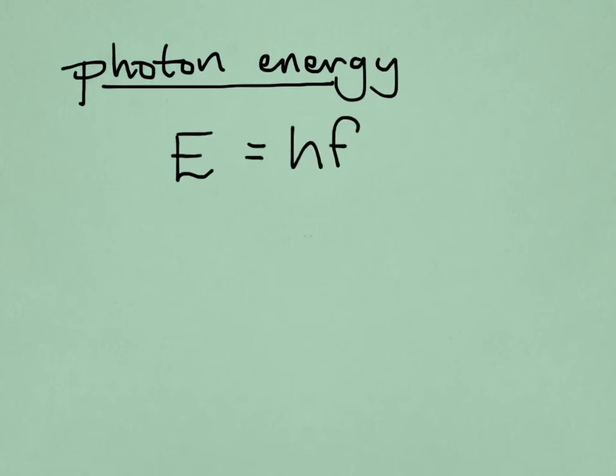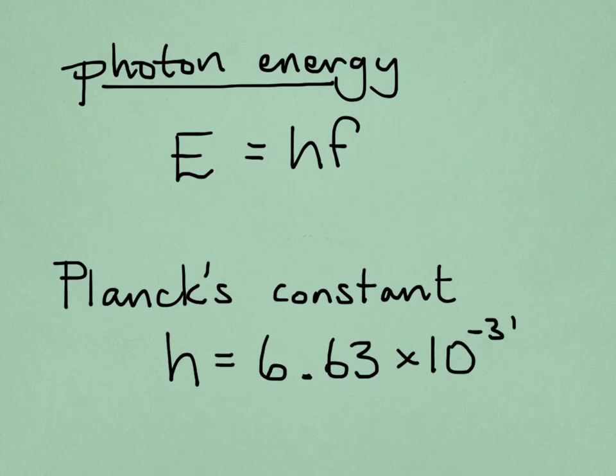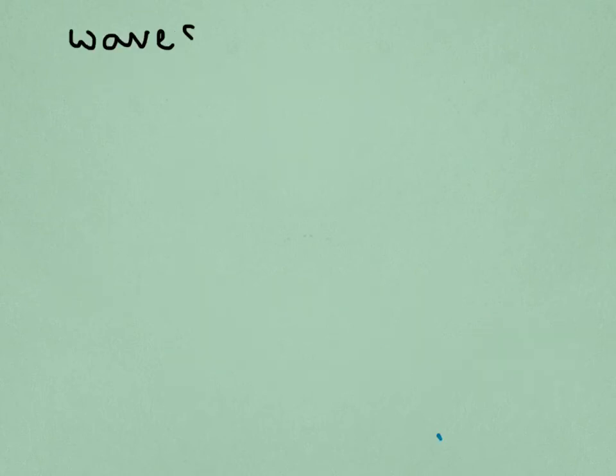Photon energy, we have an equation for, and the equation is E = hf. So E, the energy of the photon, equals h, which is Planck's constant, times f, the frequency. Planck's constant is 6.63 × 10^-34 joule seconds. That, of course, is on the formula sheet, so you don't need to remember it, but you need to recognise it. Okay, so that's the equation, E = hf.